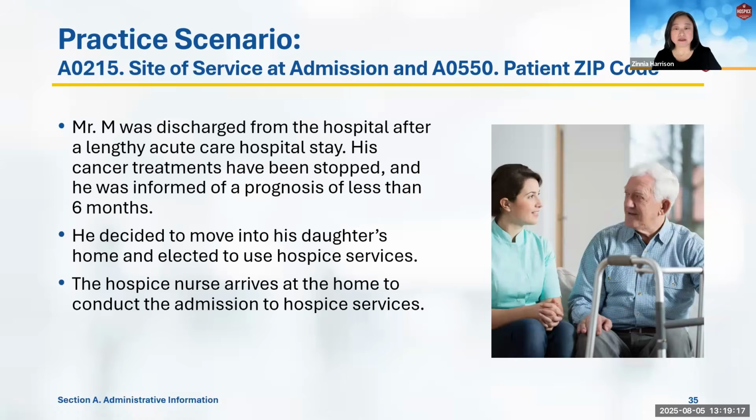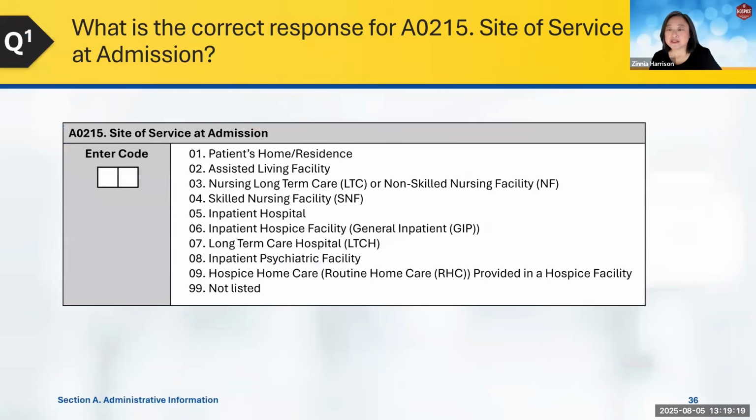Let's go to the next slide and launch the poll. So what is the correct response for the site of service admission? Okay, I think we can close the poll and launch the results. So if you chose 01, you are correct, since the patient is at a home in a residence, even if it's not his own home.